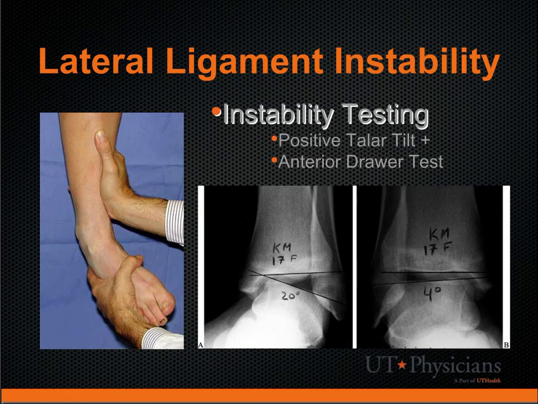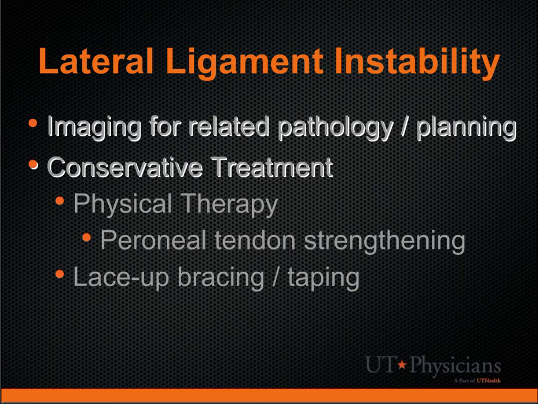There's also the anterior drawer test where you actually can take the foot relative to the tibia and the shin bone and move it back and forth, and you can really tell how much excursion their foot has underneath their shin bone, which should have a good endpoint, and these folks don't have one. So imaging can be helpful. The examination is actually more critical typically for making the diagnosis, and then the history.